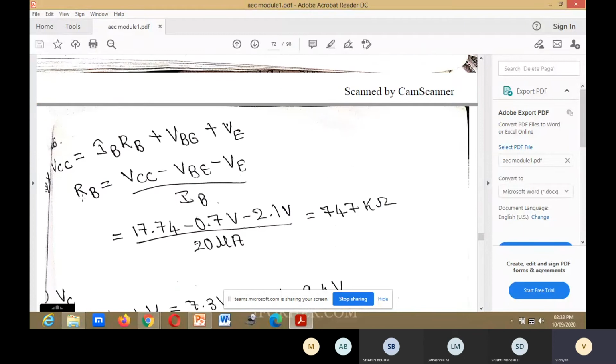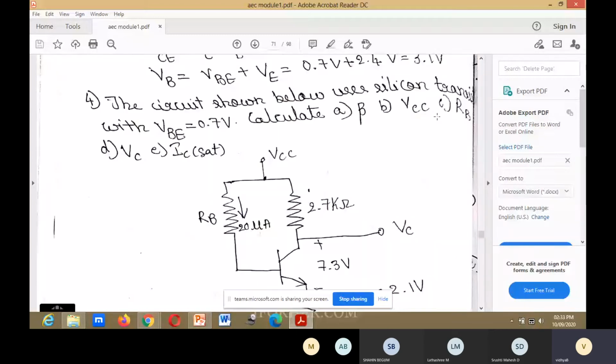Okay. Next, from the base emitter loop equation, VCC is equal to IB RB plus VBE plus VE. From this equation, RB is equal to VCC minus VBE minus VE divided by IB. We know all the values. Substitute, you'll get 747 kilo ohm. Okay. Now we have found beta, VCC and RB.